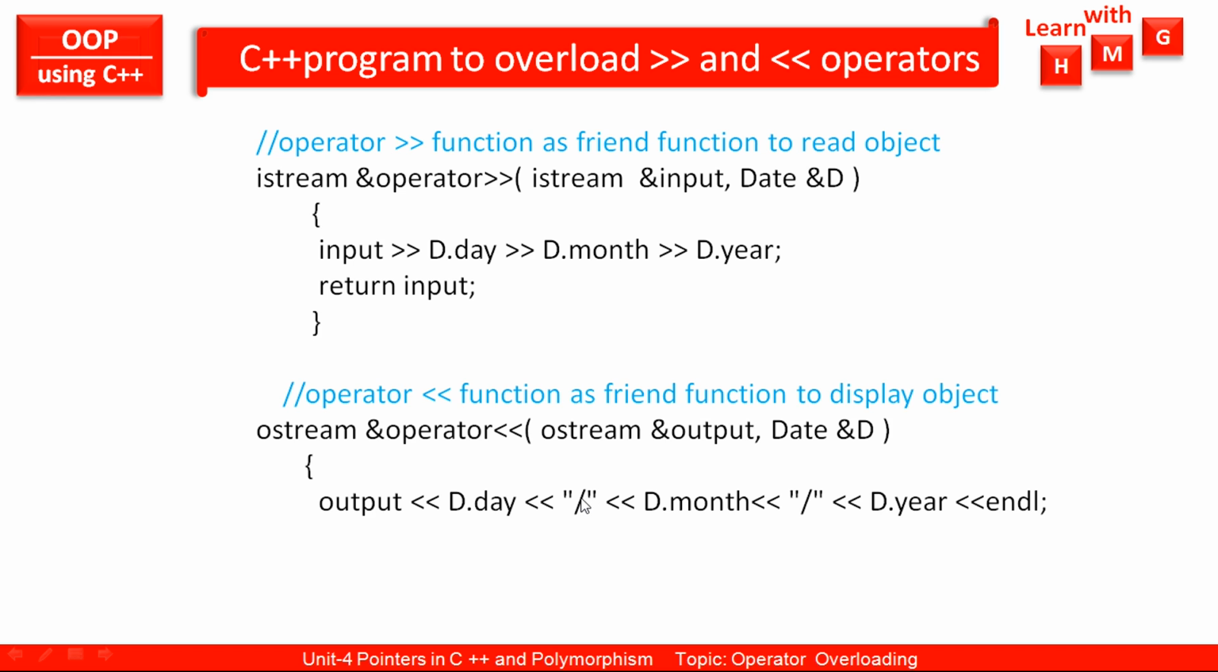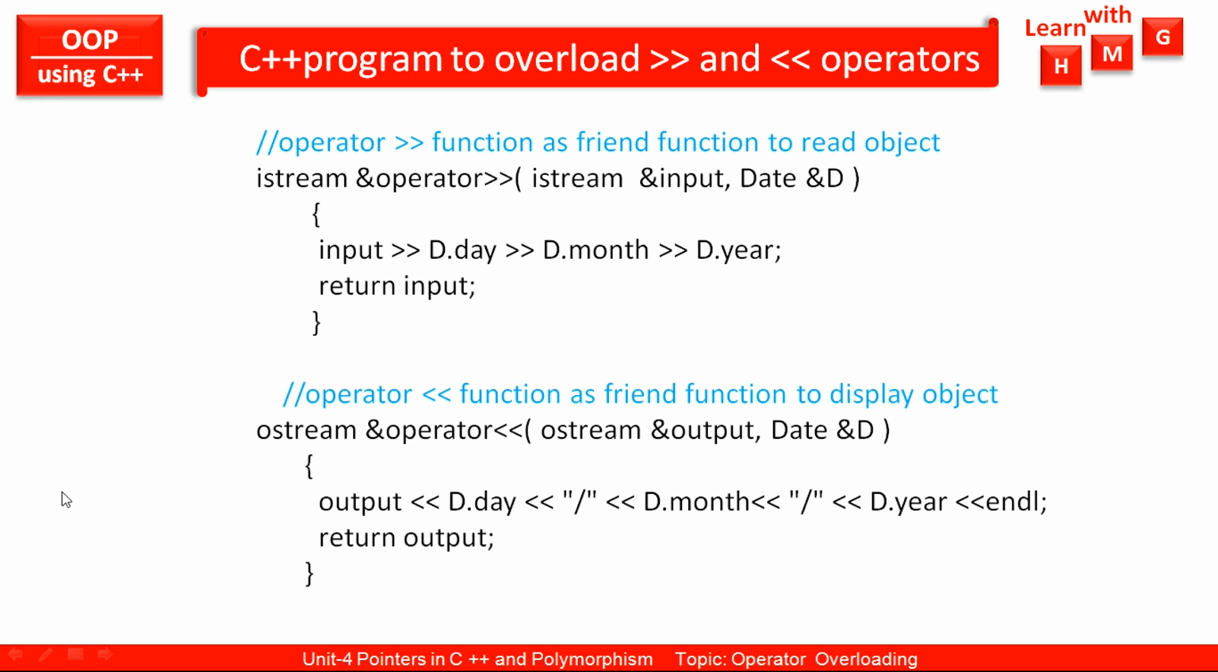Then the separator of the day. I am going to display the date in the form of dd/mm/yy. So dd is displayed as d.day, then slash, then d.month, then slash, then d.year, that is nothing but the year in 4-digit format, then end of line, and return this output object. So in this way we have overloaded both operators, that is the extraction operator is overloaded in the first function definition and the insertion operator is overloaded in the second function definition.